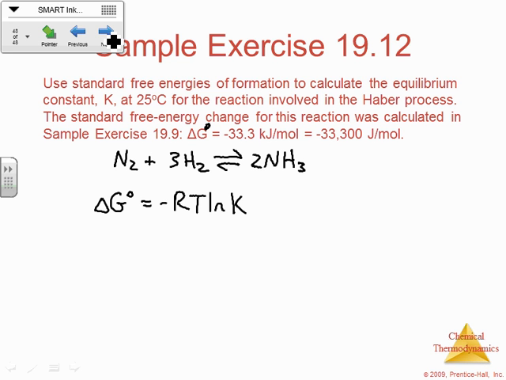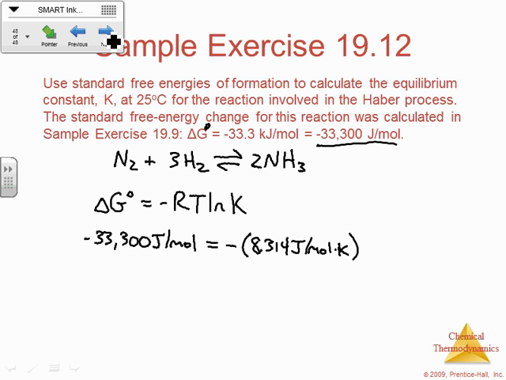So our delta G0 is negative 33.3, or negative 33,300, which I'm going to use because my R is in joules per mole, so that's going to make those two match. All right? So negative 33,300 joules per mole is equal to negative 8.314 joules per mole times Kelvin, times my temperature, which is 25, so 298 K, times the natural log of K, right? That's what we've got to solve for here.